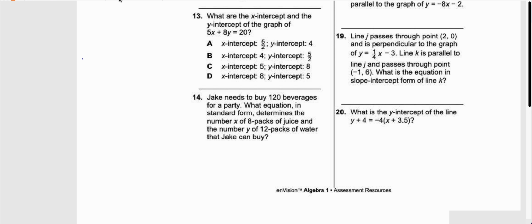Okay, so however many 8-packs of juice he buys, that would be 8 times however many packs of juice, plus however many 12-packs of water he buys. He needs a total of 120 beverages. And that's it?